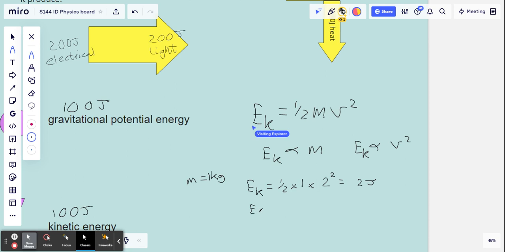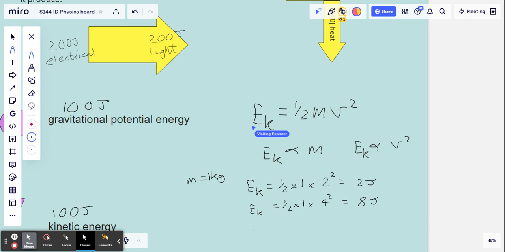Now we're going to change it. We're going to double the velocity, so we're going to make it 4, so half times 1 times 4 squared. So 4 squared is 16, and then half times 16 is 8. So 8 joules. And just like I said, when I doubled the velocity, the kinetic energy quadrupled. So it didn't just multiply by 2, it multiplied by 4.